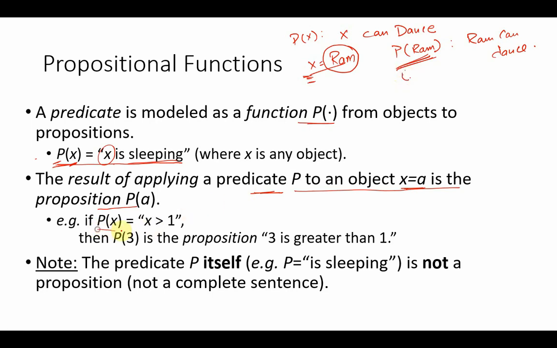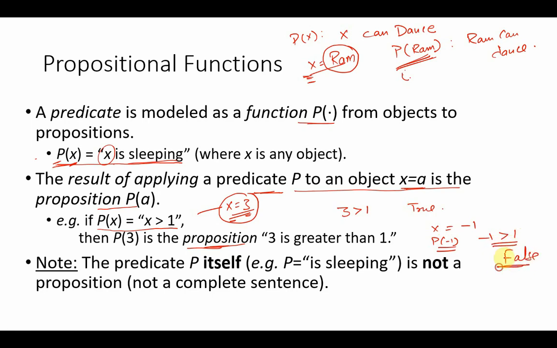Similarly, say for example, if P of x represents x is greater than 1, now this is a predicate, or a propositional function. Now this predicate, if I say x is equal to 3, if I substitute a value for this variable, this now becomes a proposition. P of 3 becomes 3 greater than 1 with a truth value of true. Even if I put x is equal to, let us say, minus 1, then P of minus 1, which says minus 1 is greater than 1, although this is false, it still is a proposition. It is no longer a predicate, it is a proposition.